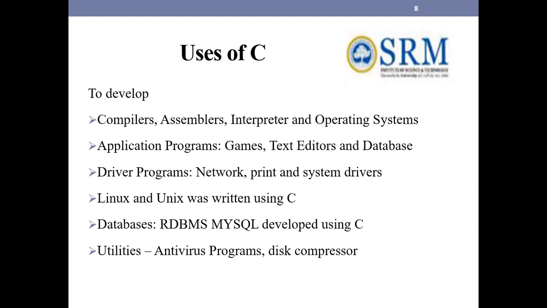And also it can be used for developing utilities, for example, antivirus programs that protect our systems, and a disk compressor. So C level language can be used for developing programs that reduce the size of the data that is stored in a disk. That's called a disk compressor. The data can be compressed and stored in a disk, which is used for saving memory. These are the uses of C language.